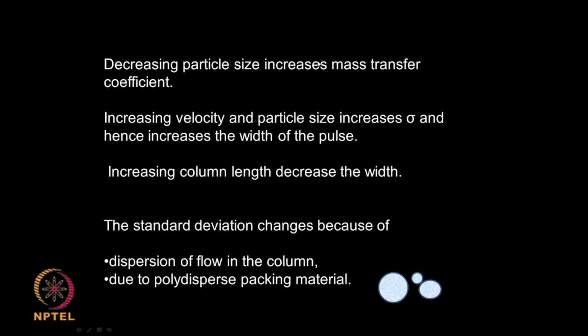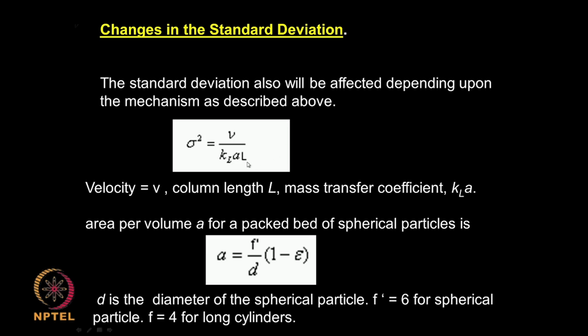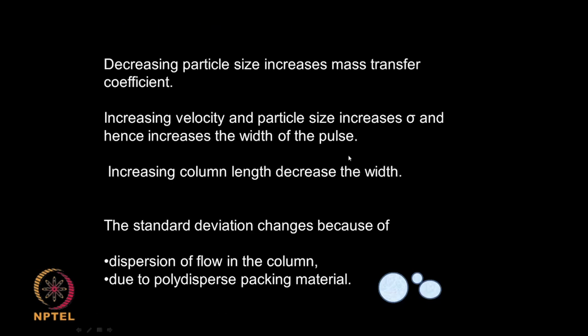So, decreasing particle size increases the mass transfer coefficient, because A comes in the denominator. Increasing velocity and particle size increases sigma and hence increases the width of the pulse. So, if I increase velocity and if I increase particle size, sigma becomes larger.